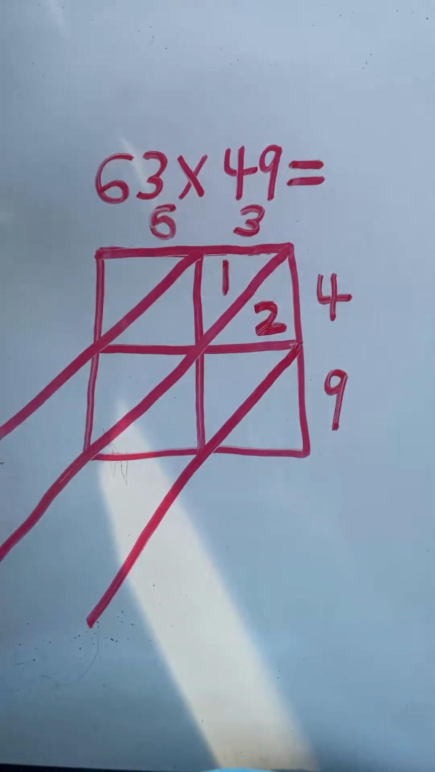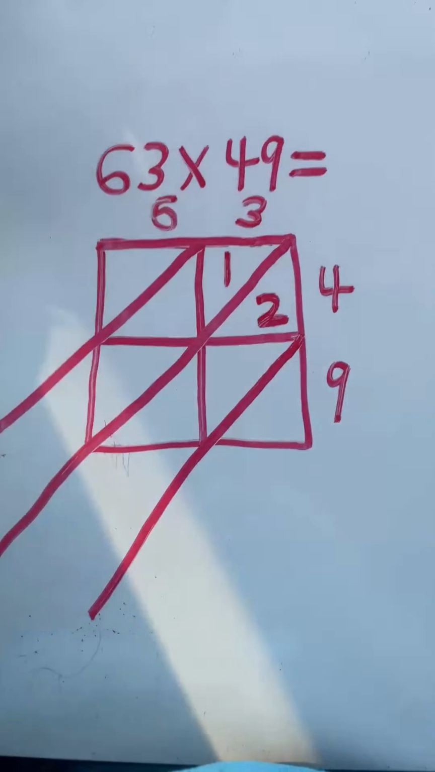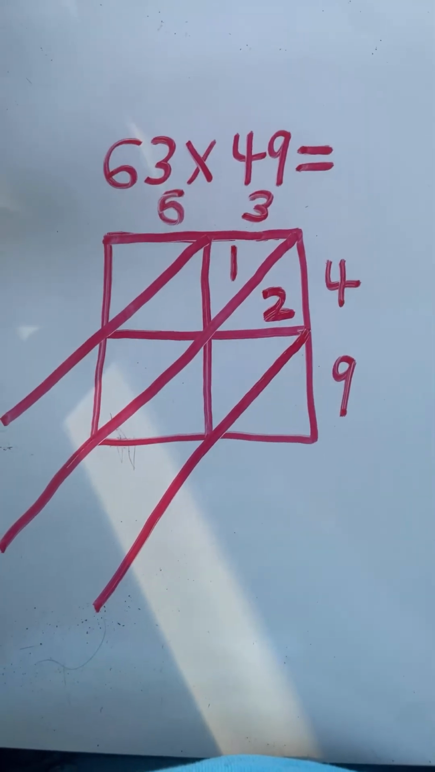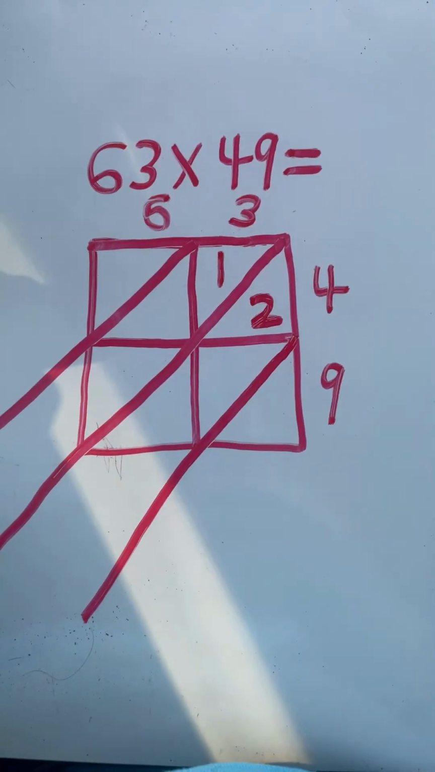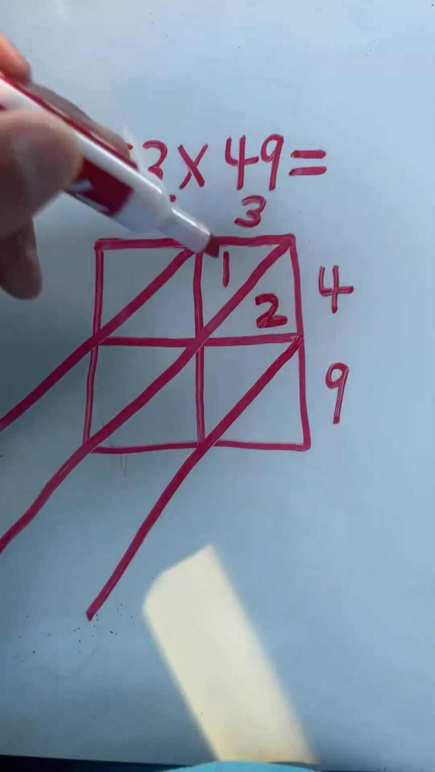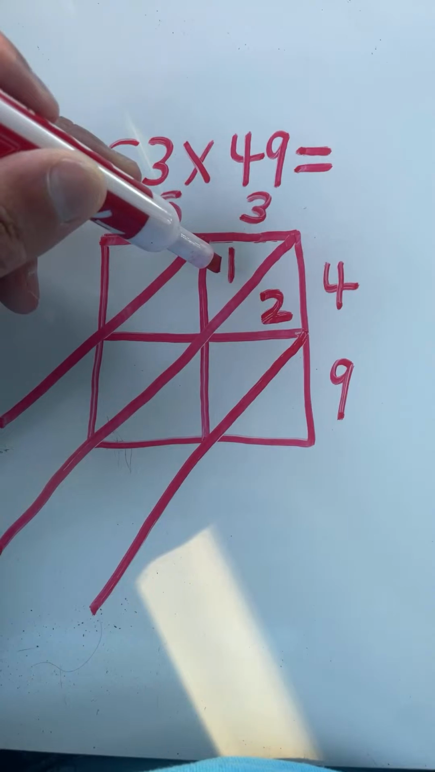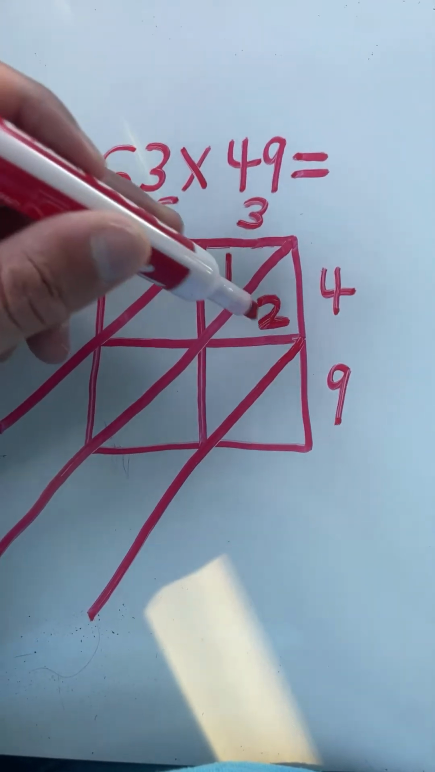So our products, when we multiply the two different digits, it's always going to be a 2-digit number. The top number is the number in the tens place. The bottom number is the one in the ones place.